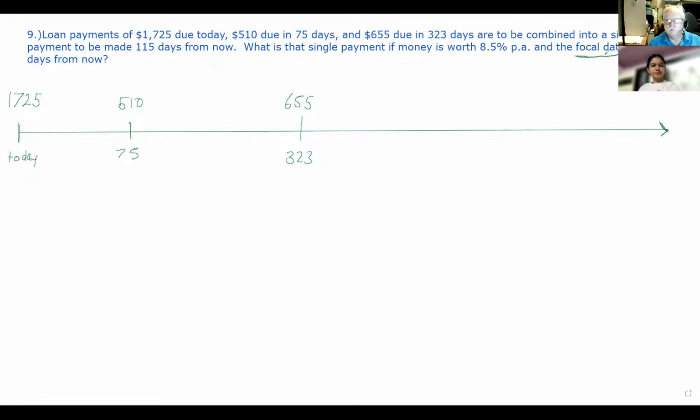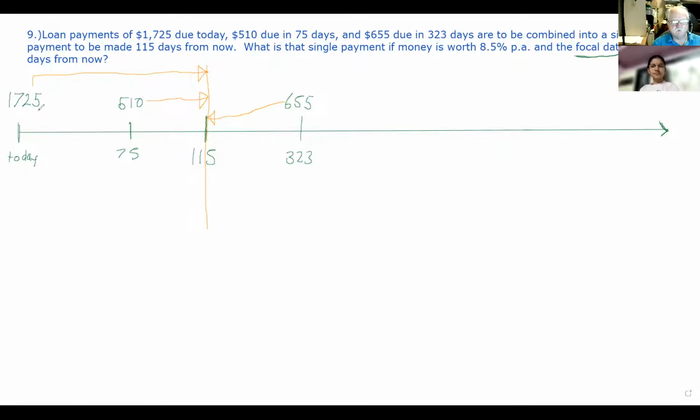But they've said they're going to pay everything off at 115 days. And they've said 115 days is the focal date. So what we're going to have to do is this has to move forward to the focal date. This has to move forward to the focal date. This has to move back to the focal date. And once we've moved them, then we can add them all together and see what payment would pay that off.